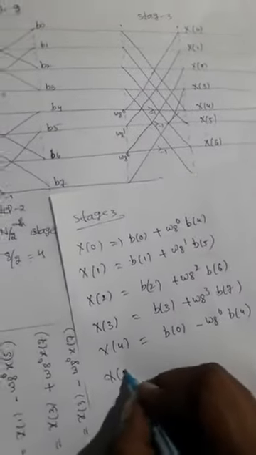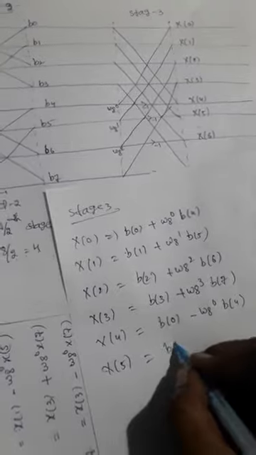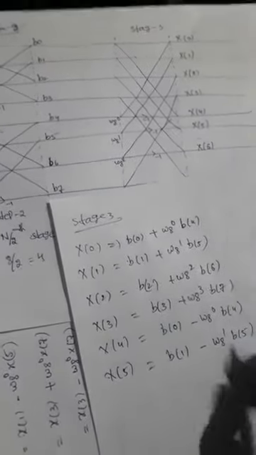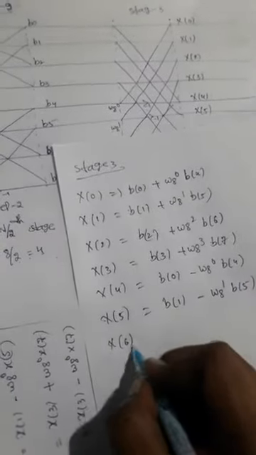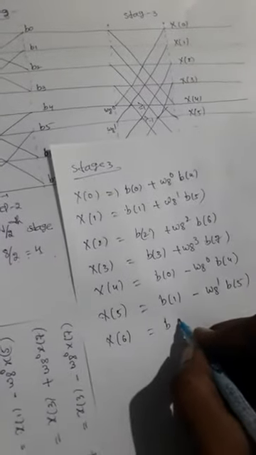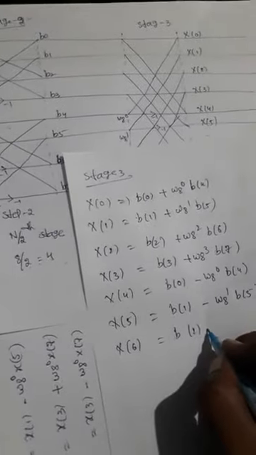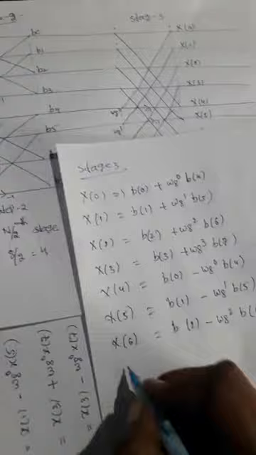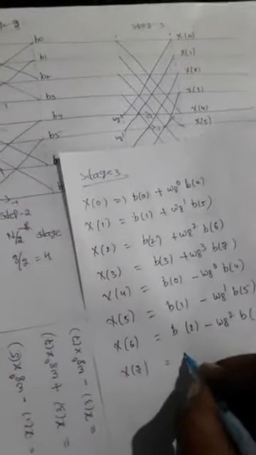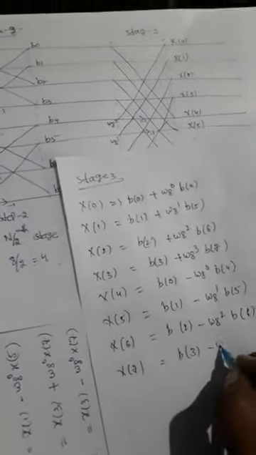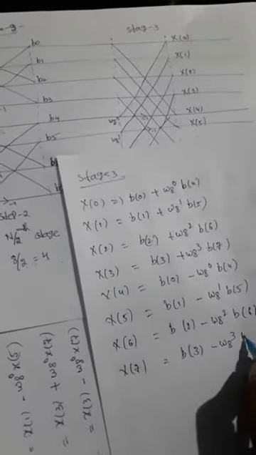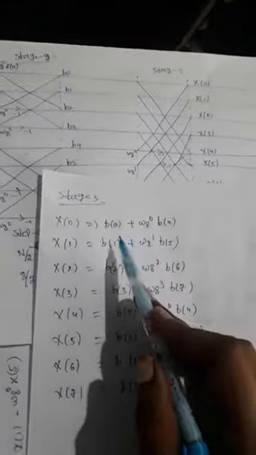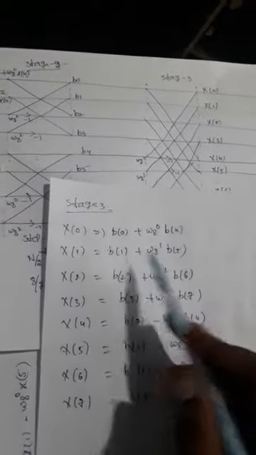Next, x of 5. X of 5 is b of 1 minus w 8 to the power of 1, b of 5. Next, x of 6, b of 2 minus w 8 to the power of 2, b of 6. Next x of 7, b of 3 minus w 8 to the power of 3, b of 7. Okay. So here substitute the b values, b0 to b7.